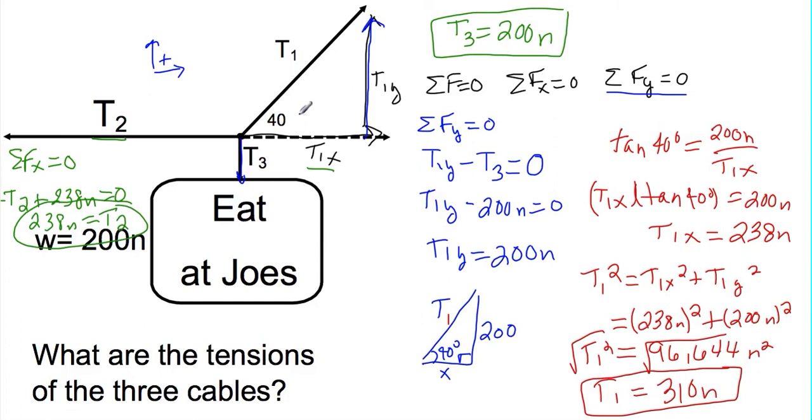So that's how you find the three tensions holding up our E at Joe sign here, using the idea of equilibrium and tension.